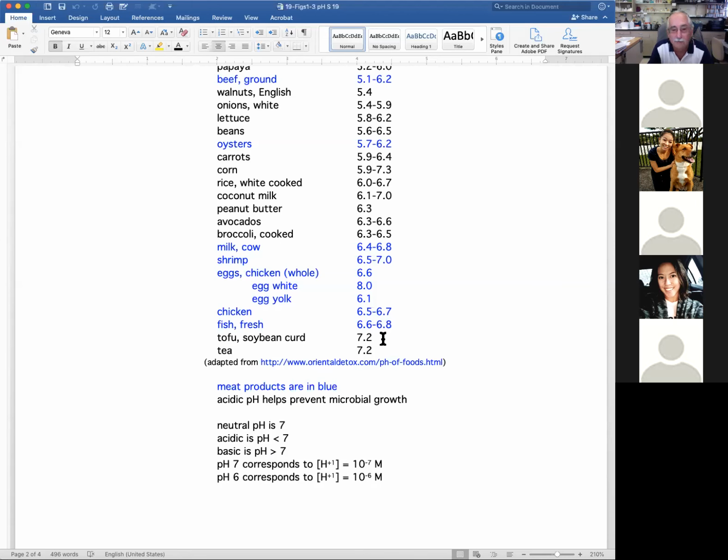I don't know about you guys, but to me, the definition of food should be something that tastes good. And tofu has no taste. So I really consider it more like a building material or something. I don't know, some people might like it.